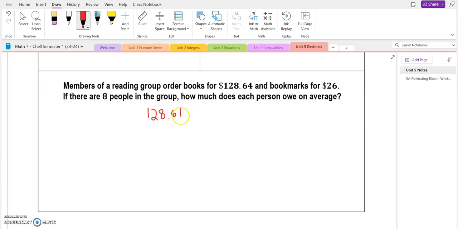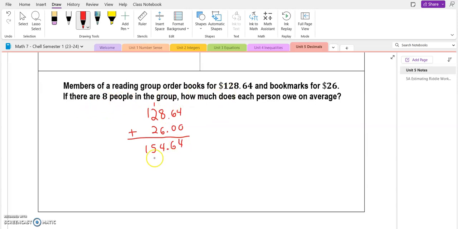128.64 plus 26. We got a decimal, a couple zeros here. We know that this is just going to be 64. 8 plus 6 is 14. And then that would be a 5 and a 1. So they spent a total of $154.64. But now it says, if there are 8 people, how much does each person owe?